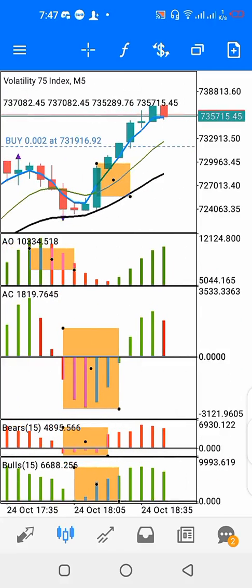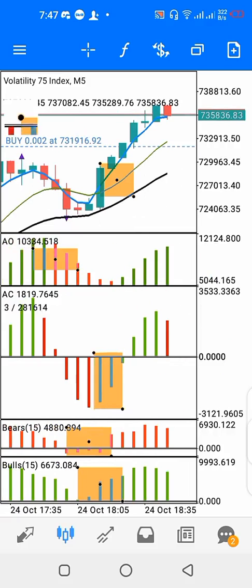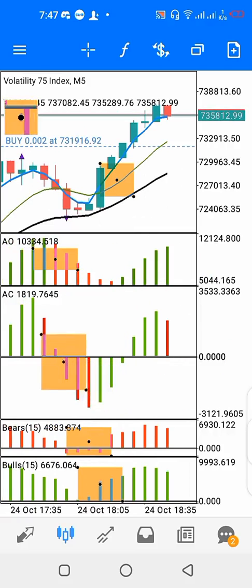But a sell trade can start above the zero level. For a sell trade, when the colors change from green to red, that's time to place sell trades.